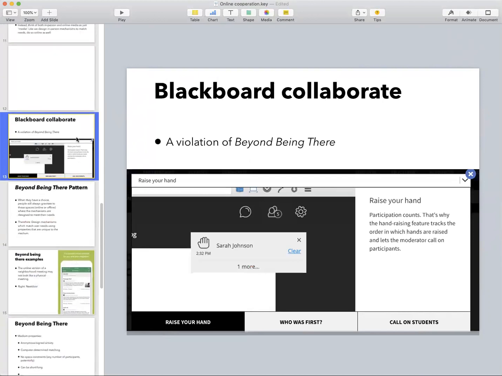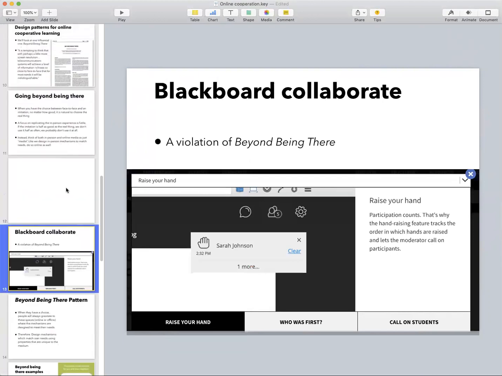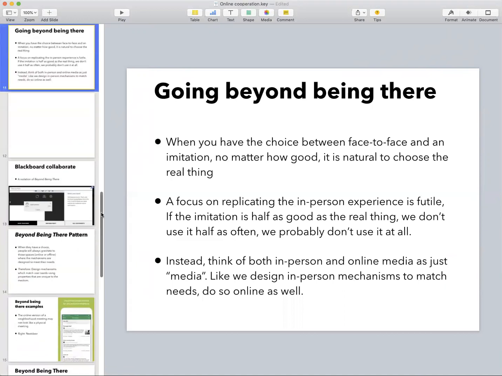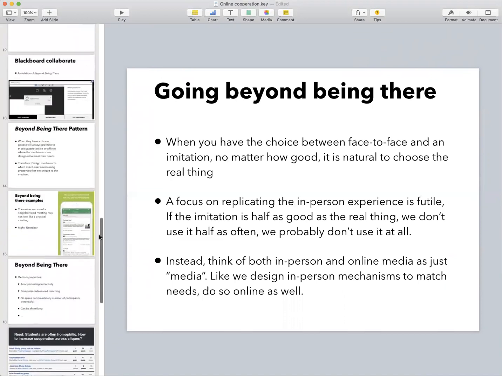In some sense, this is Blackboard trying to replicate the physical classroom as closely as they can. And when they do that, you can see that as being a violation of this beyond being there pattern. Given a choice between participating in this online Blackboard collaboration and coming into class and having the same kind of collaboration, it's reasonable to expect that many students would choose the in-person version instead. So we've talked both about positive and negative examples of this pattern.